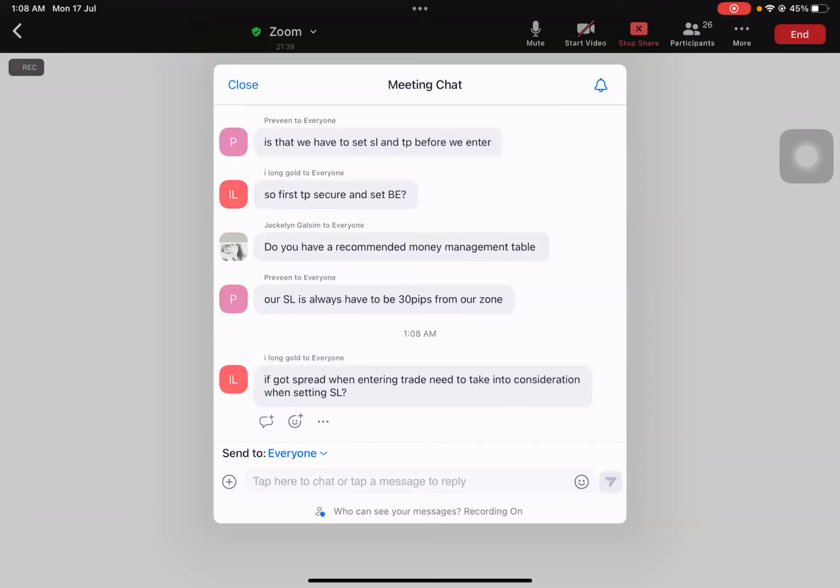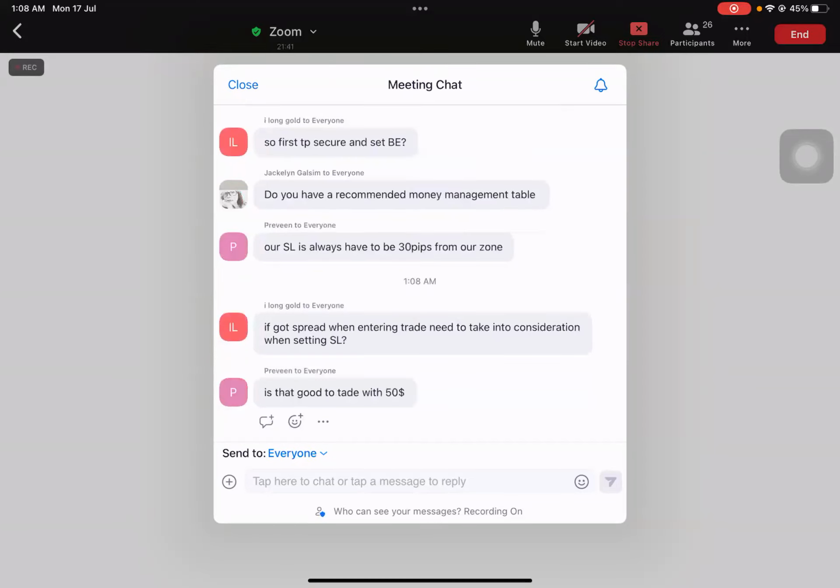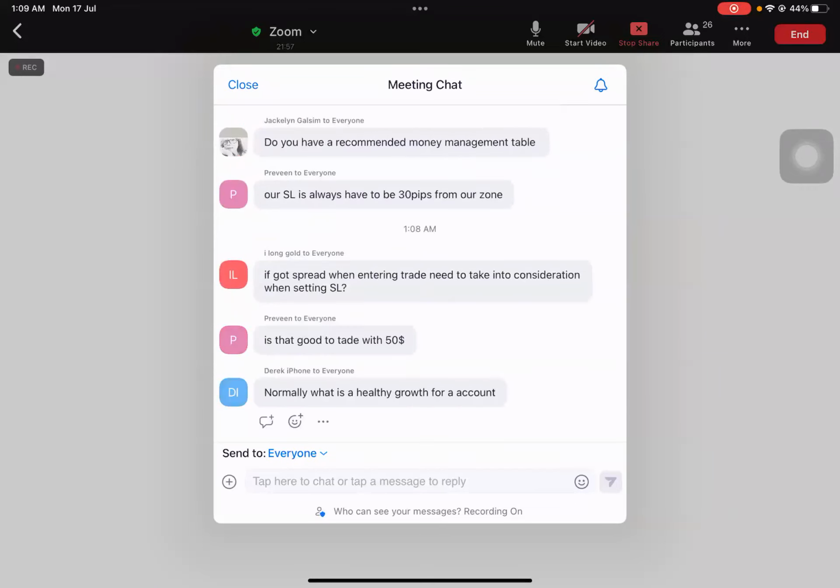Any more questions? If you've got spreads, when entering a trade, you need to take that into consideration when setting SL. The spread is already calculated. Because the brokers that we are using are Okta and also HFM, right? Maybe some of you use other brokers, I'm not sure, but for Okta and HFM, the spread for now is still controllable, still acceptable. So 30 pips or 20 pips, maximum 50 pips risk, that's fine. It doesn't really affect the spreads.